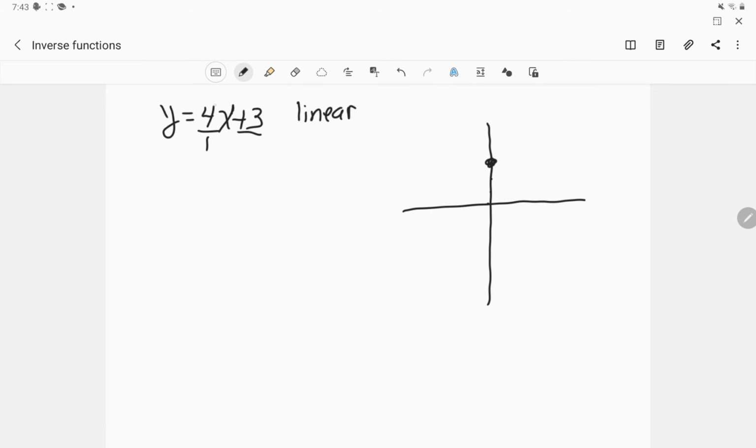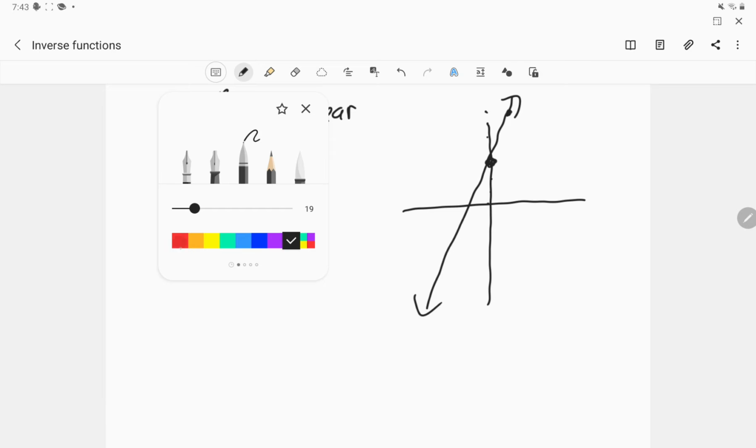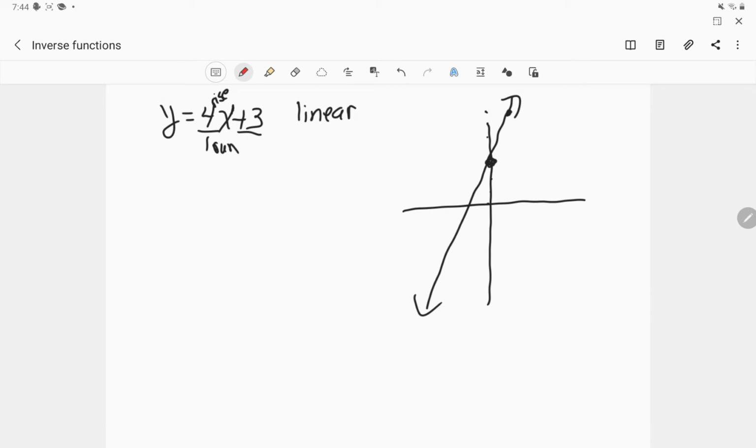And then 4 over 1 is my slope, and slope is rise over run, so I could go up 1, 2, 3, 4, and go across 1, and it's a fairly steep line going this way. That is a function because it passes the vertical line test. Remember, the vertical line test says if I can draw a vertical line anywhere and it only passes through the graph once, then yes, it's a function. So this is a function. A line is a function.